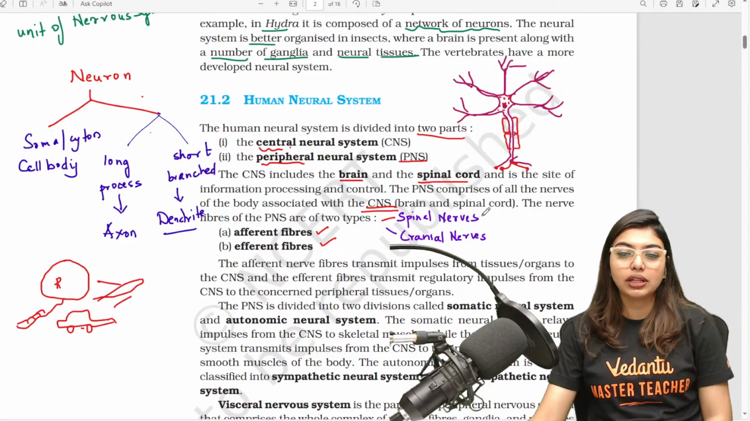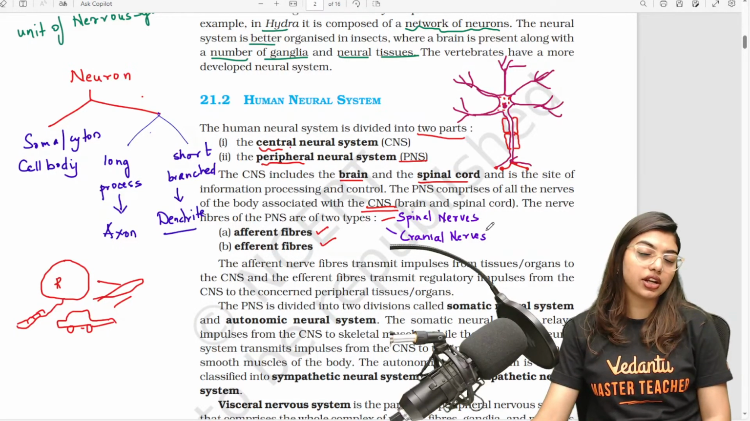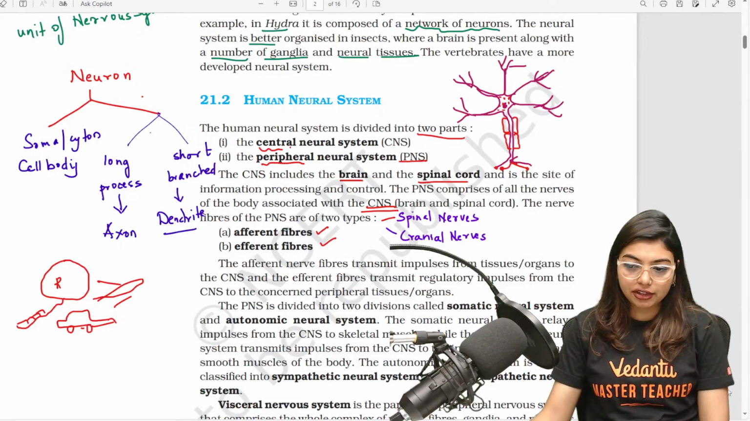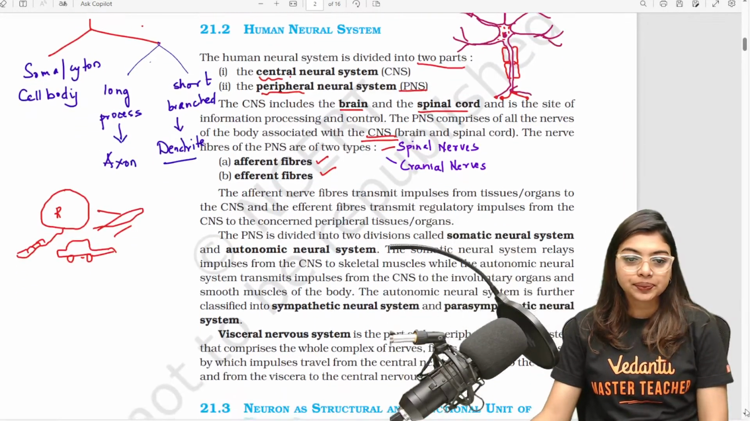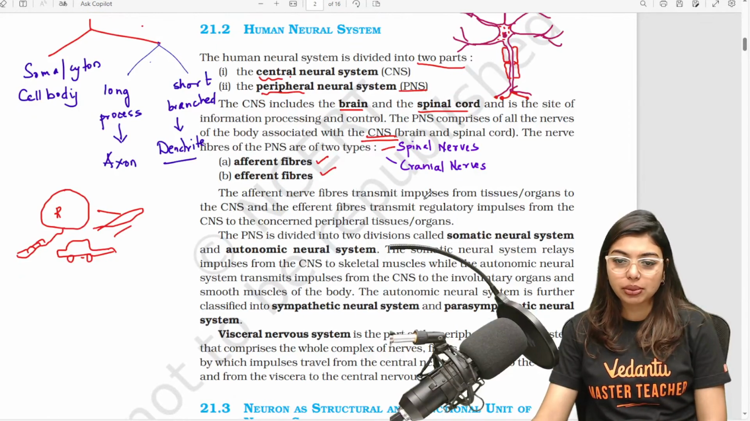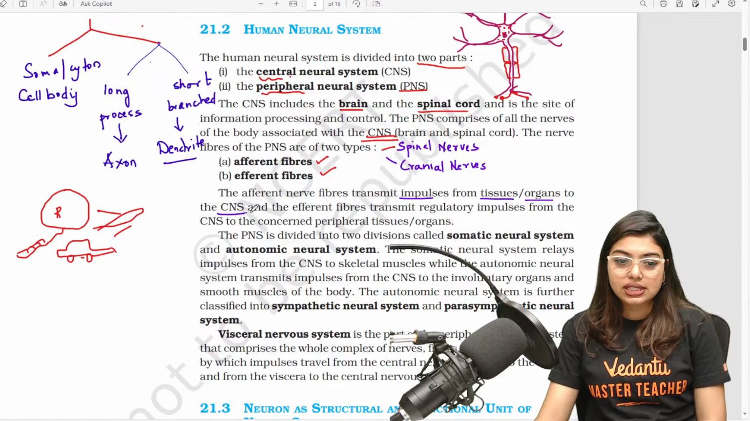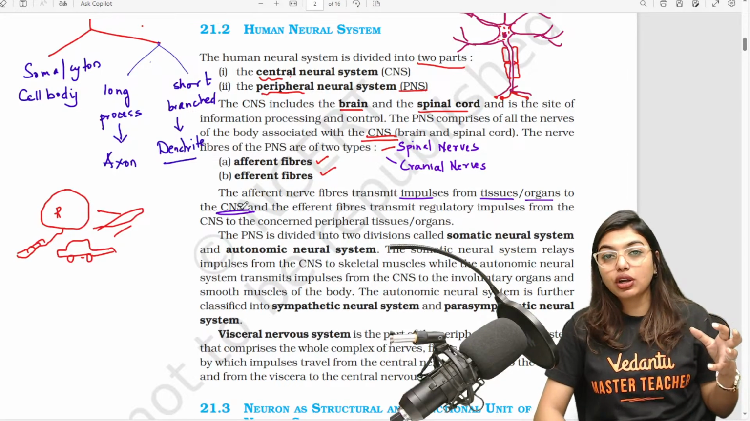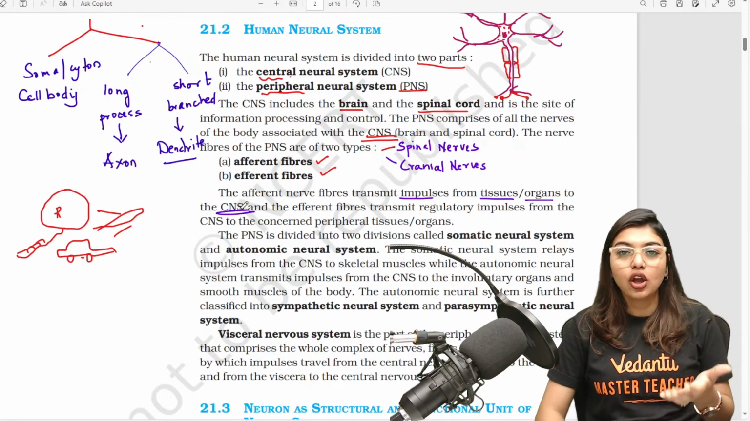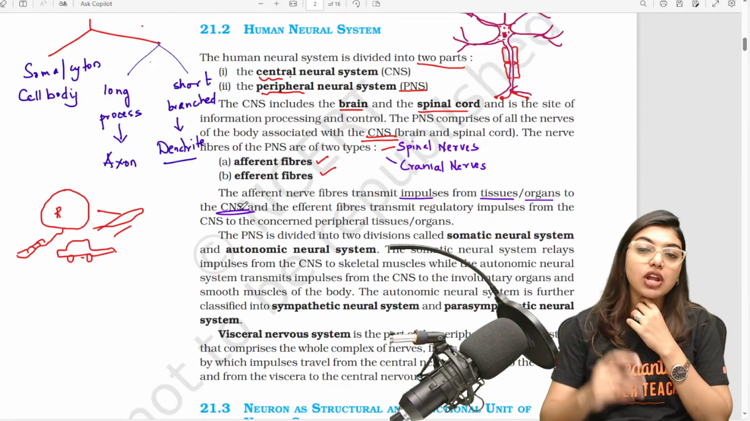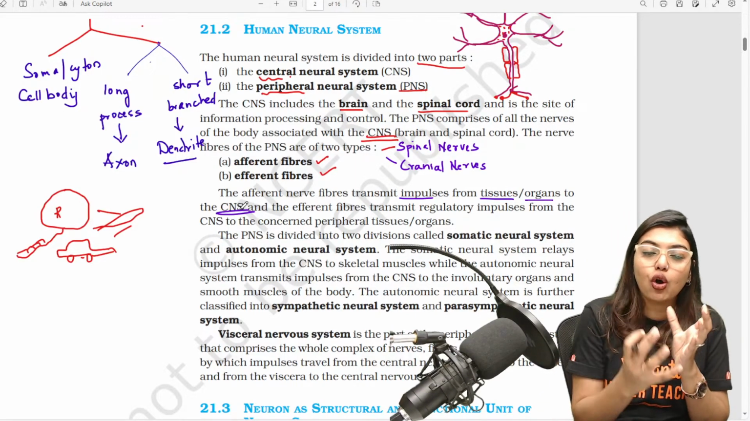Got it? The one that is going to run to the spinal cord, the one that is running to the brain. Now, afferent and efferent fibers, let's see what they are. The afferent nerve fibers transmit impulses from the tissues and organs to the CNS. Okay, afferent means what? The one that brings. So here the afferent nerve fibers transmit impulses from the tissues, organs to the CNS.